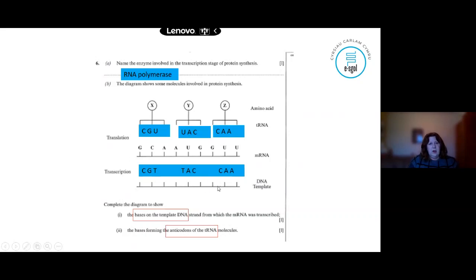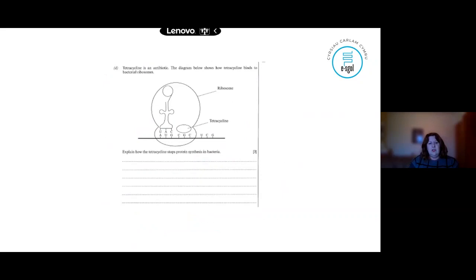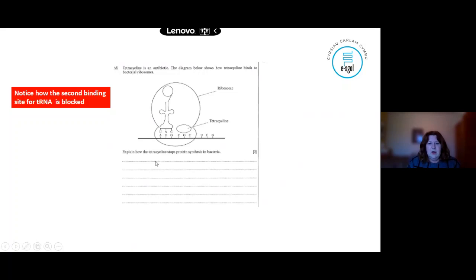Okay, so that is one question, focusing very much on what's happening in transcription. Now this question focuses very much on what's happening in translation. It doesn't actually mention translation anywhere there. So let's have a little look at how we can get our marks here.